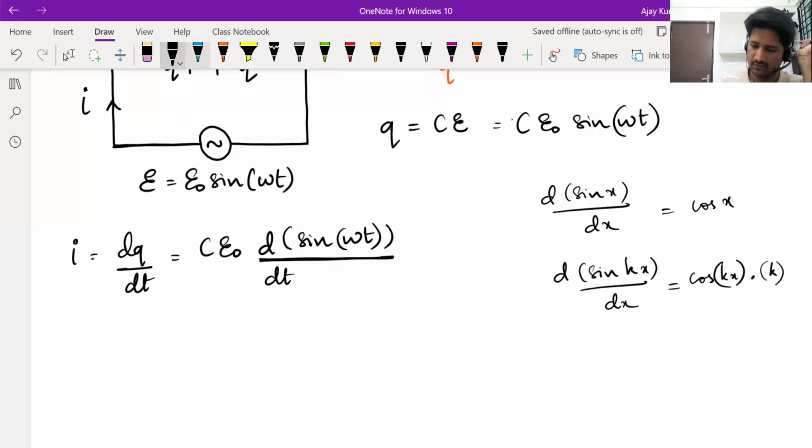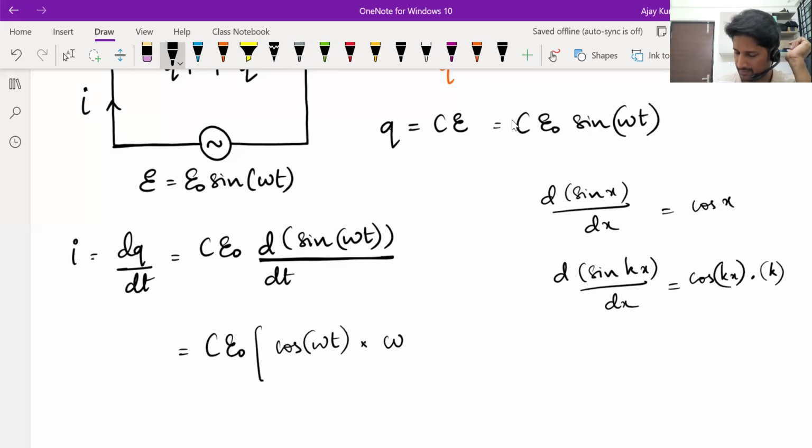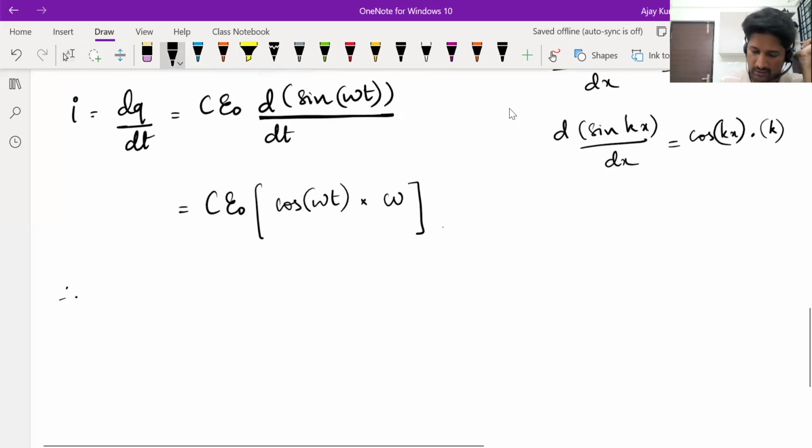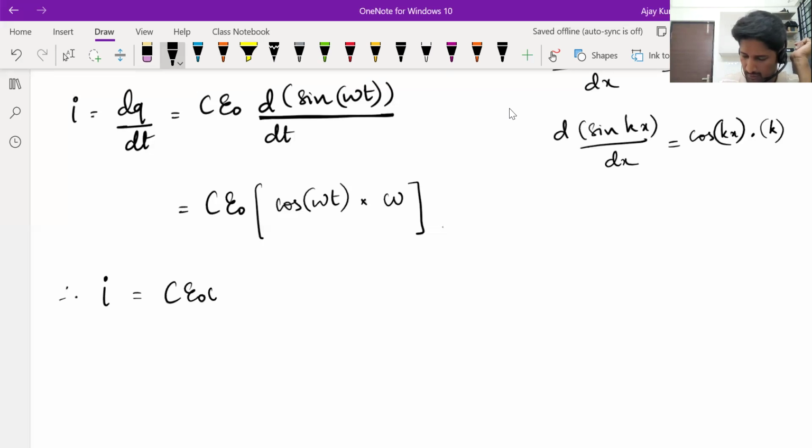So in this case, coming back to the derivation, it becomes C E naught sine omega t. If you differentiate with respect to time, it becomes cos omega t multiplied with the derivative of omega t, that is omega. Therefore, the current through the capacitor, or current in the branch consisting the capacitor, as a function of time will be C E naught omega cos omega t.